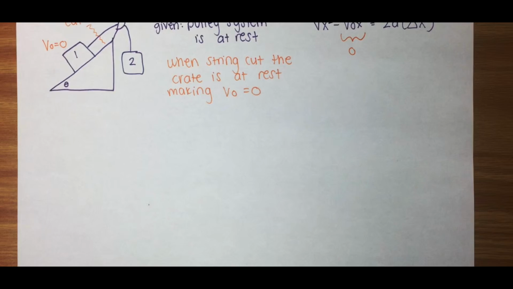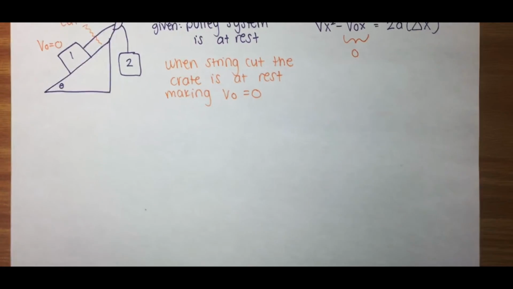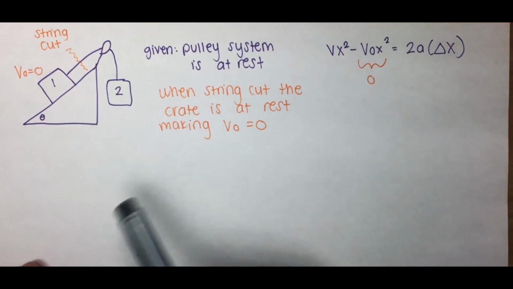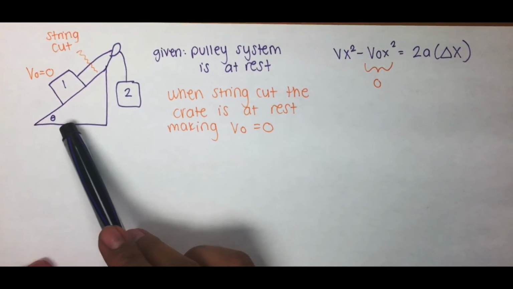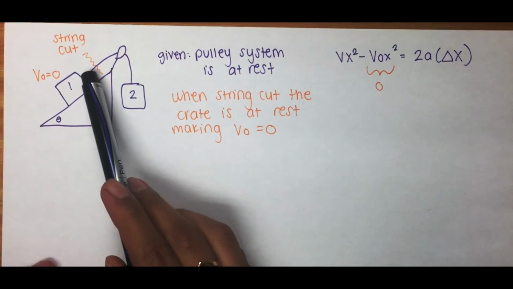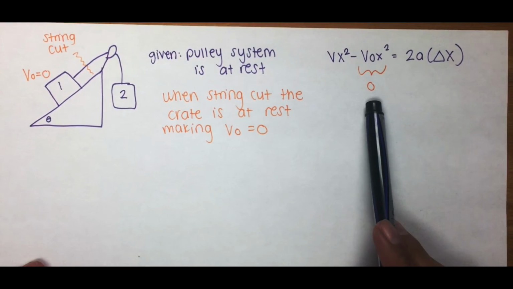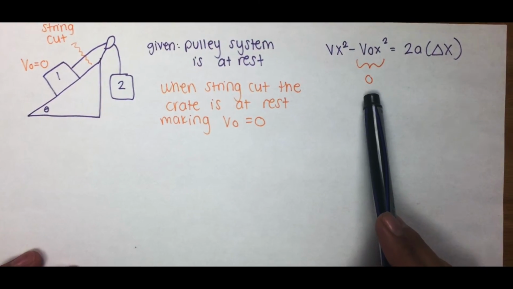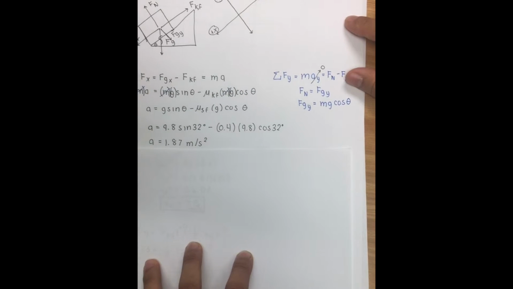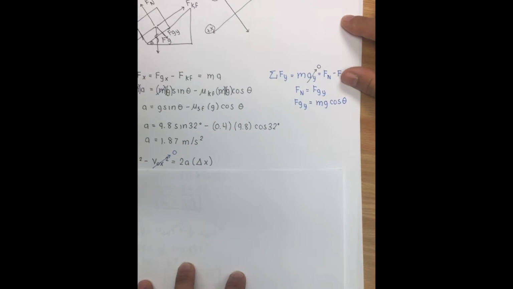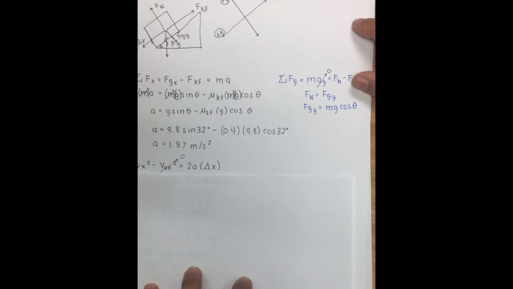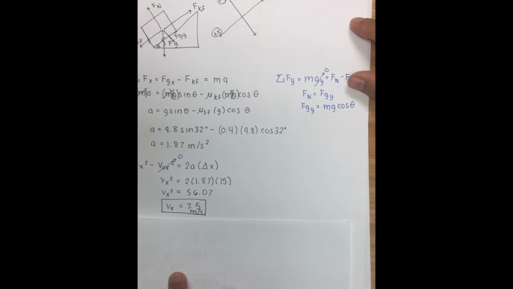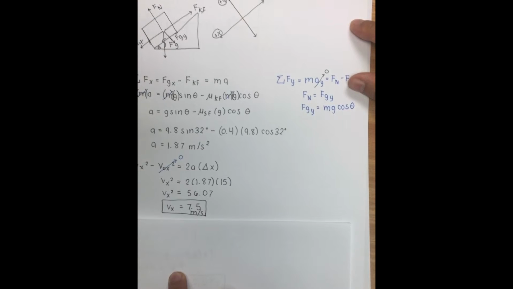Another misconception would be when calculating V final. Students may believe that the crate holding the piano has an initial velocity. However, because the piano was at rest when the string was cut, the V initial would be equal to 0. After finding the net acceleration of the crate, we substitute into one of our kinematics equations to find the final velocity. And after calculations, the final velocity is equal to 7.5 meters per second.